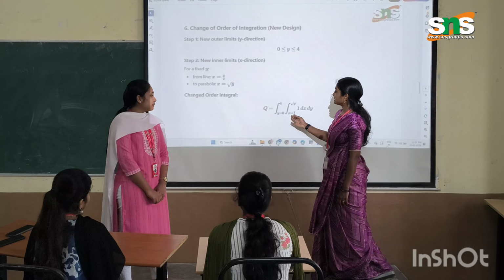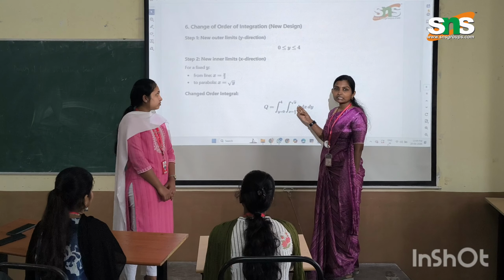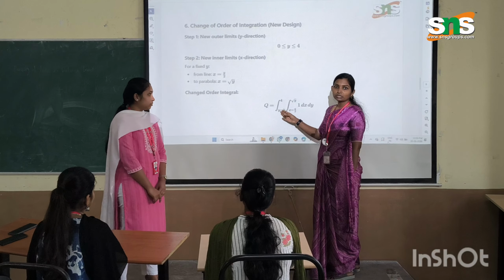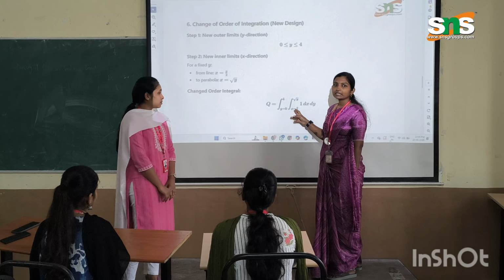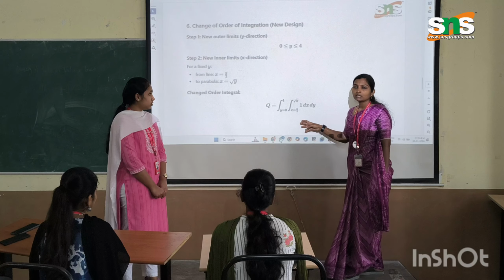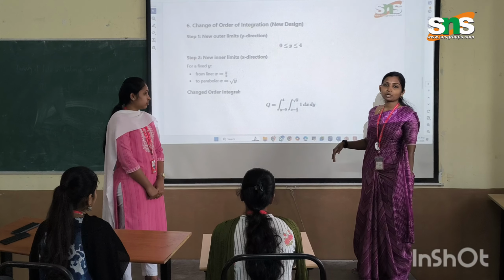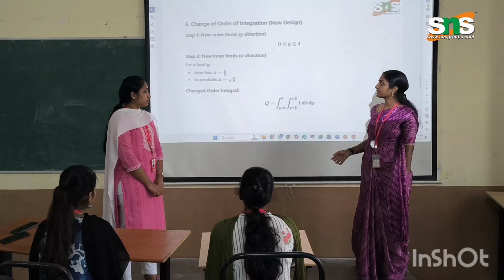So in the previous case we had y as the inner integral and x as the outer integral. But here after changing the order of integration we have x as the inner integral and y as the outer integral. So as usual we will formulate the problem and compute the values. Next slide.